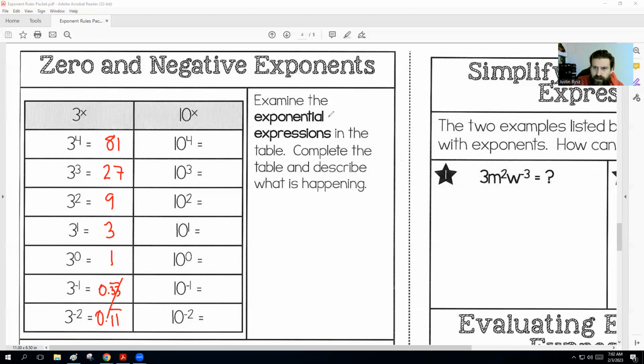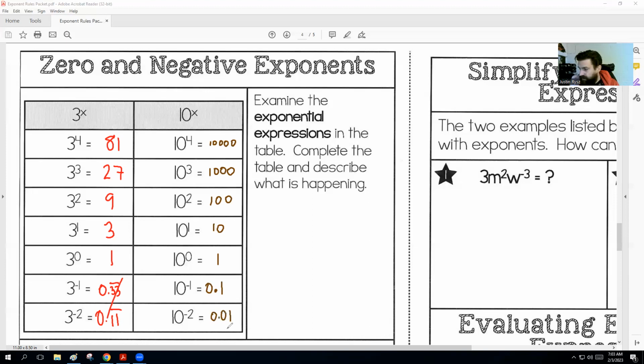Alrighty, other thing here, let's do 10. 10 to the 4th power is 10,000. 10 cubed would be 1,000. 10 squared is 10 times 10, that's 100. 10 to the 1st power would be 10. 10 to the 0 power using a calculator is 1. 10 to the negative 1 would be 0.1. And 10 to the negative 2nd is 0.01.